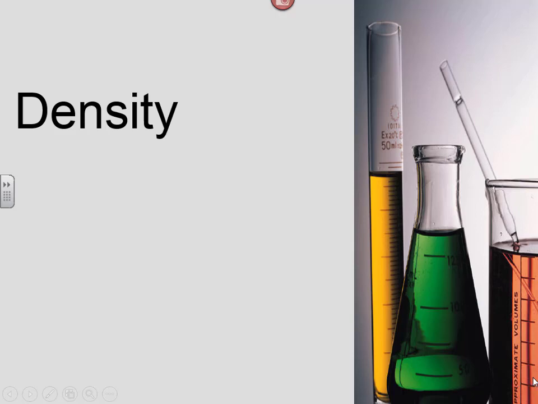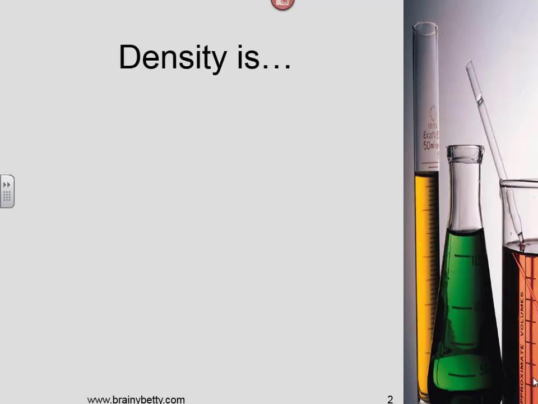What we're going to talk about today is density. We've already touched on it, but today we're going to go into more detail and we'll do some practice examples of how you can find density as well as the other two components of the equation, mass and volume. Let's start with a definition.